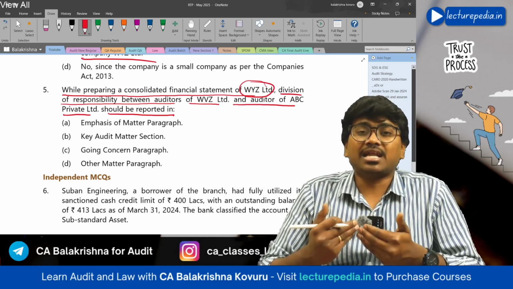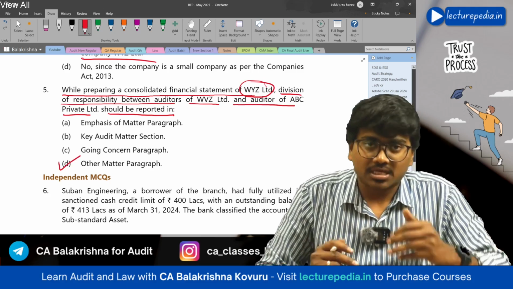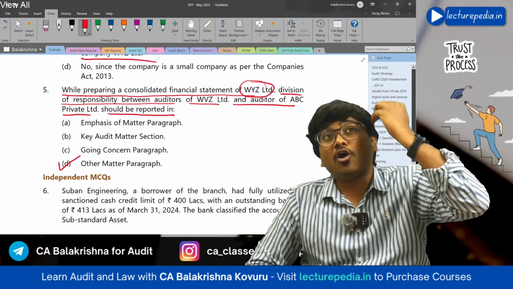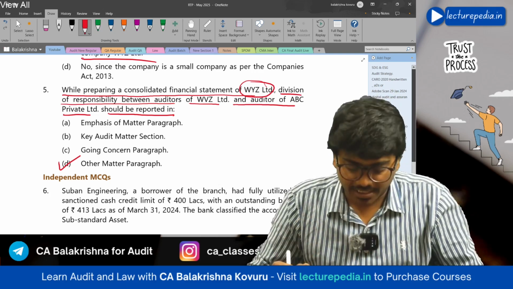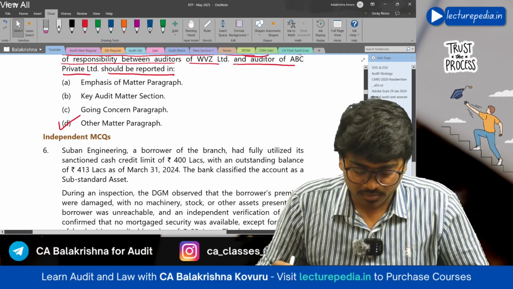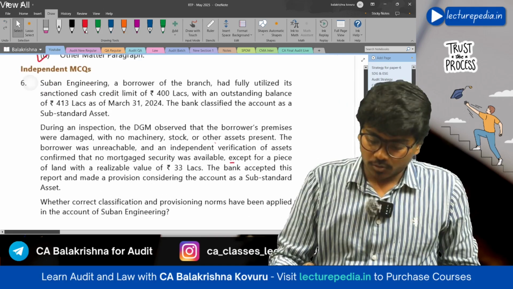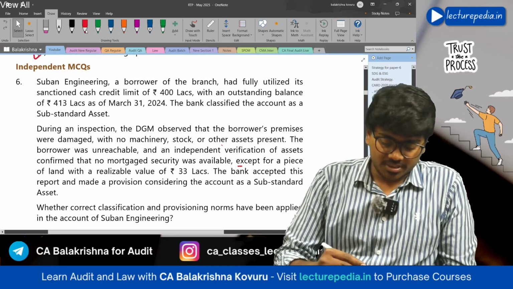You can report it in other matter paragraph, because this is communication with respect to the audit. Anything that is with respect to the audit, you will communicate in other matter paragraph, right? So fifth MCQ, option D is correct. Now moving to independent MCQs.